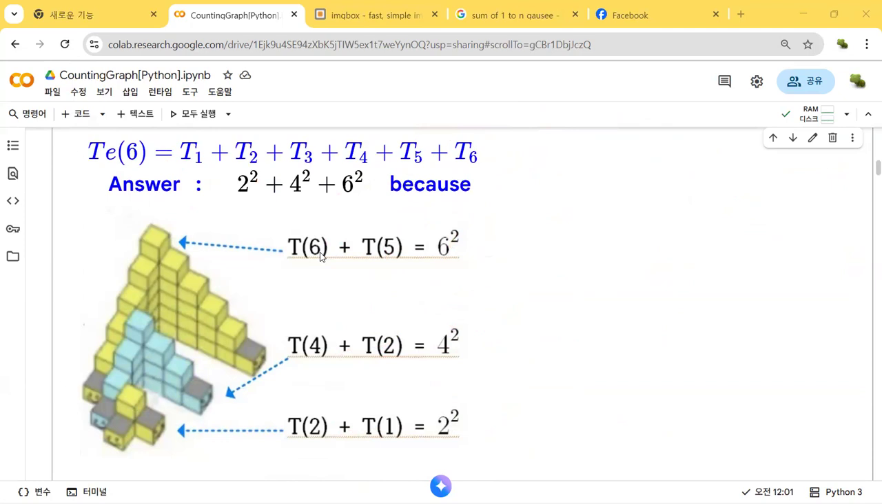So then we can say that T6 plus T5 is 6 square, and the next one T4 plus T3. Oh, sorry, this is an error, okay? Not this. This must be 3, because this is T3, not 2. So you must correct this one, okay? And that is 4 square, and T2 plus T1, and the last one is 2 squares, okay? So in fact, tetrahedral number 6 is the sum of even number squares, okay? Even number squares.